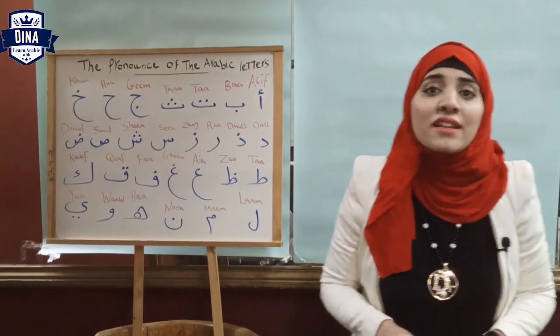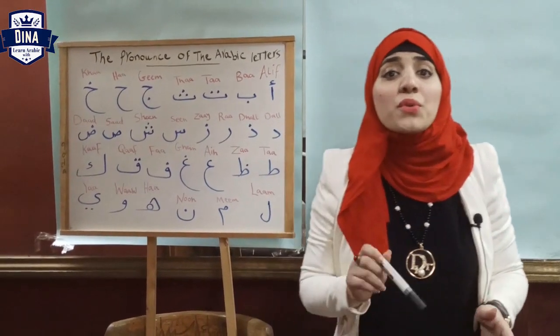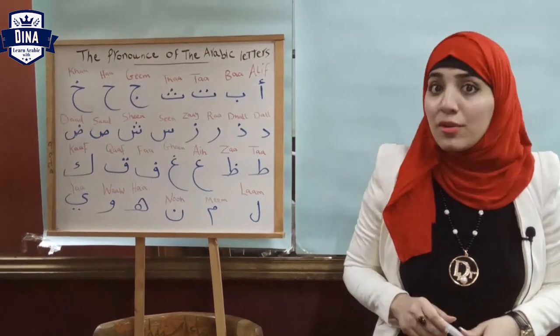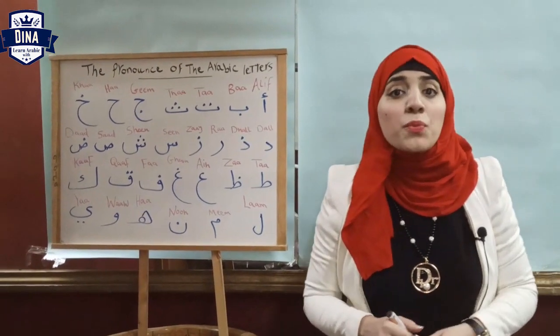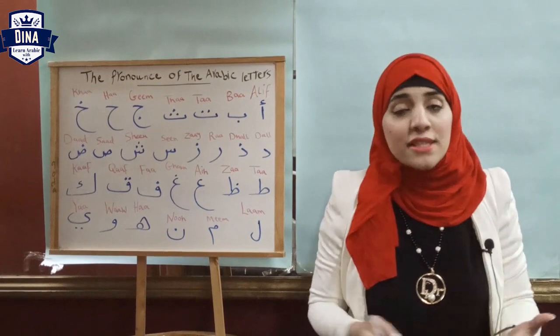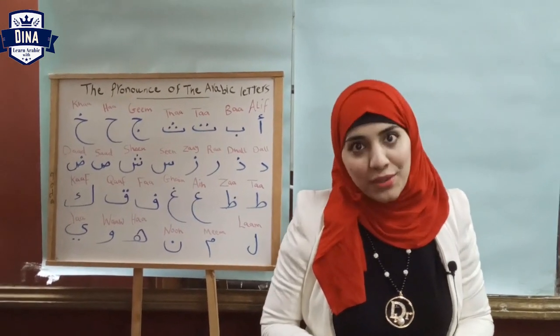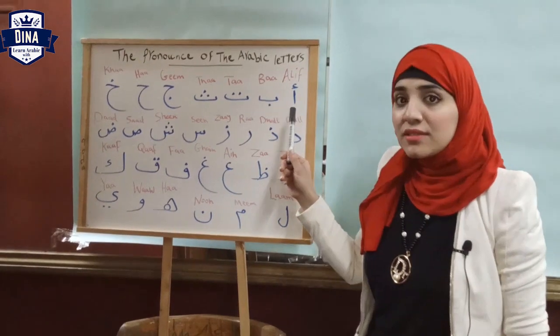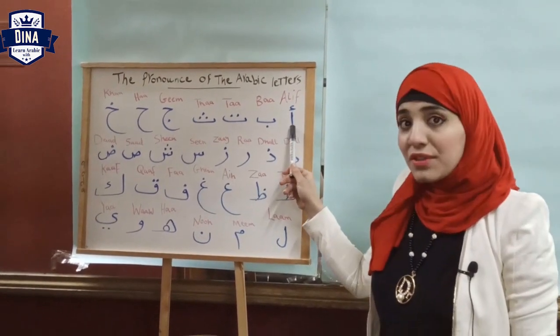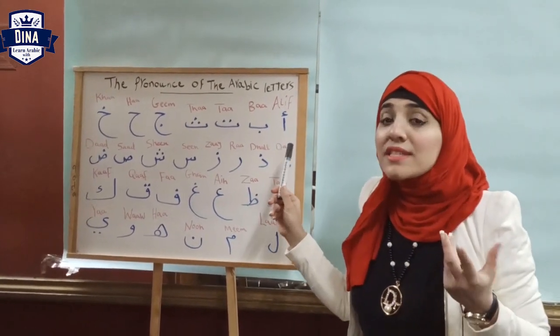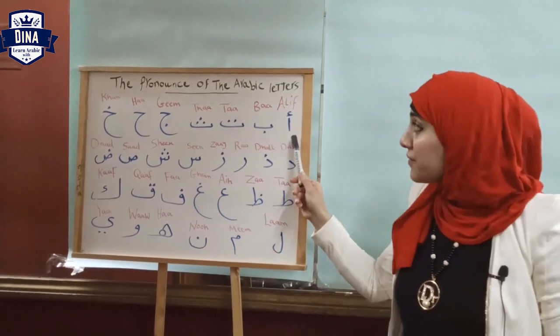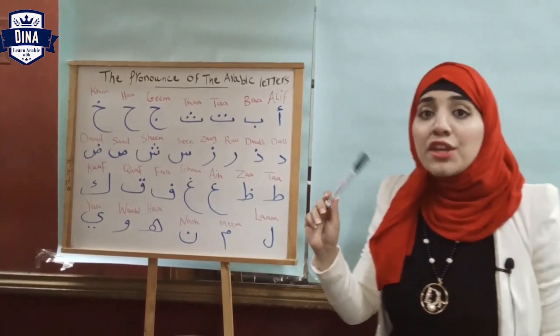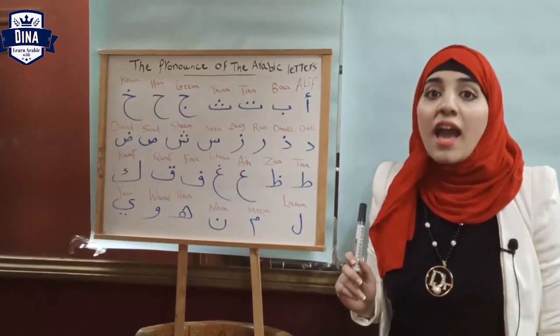Today I'm going to teach how you can pronounce the alphabet in Arabic. You can see that the pronunciation in Arabic looks like the pronunciation in English. The first letter's name is Alif. How can you pronounce this letter in Arabic? Alif equals A in English, when I say ant.